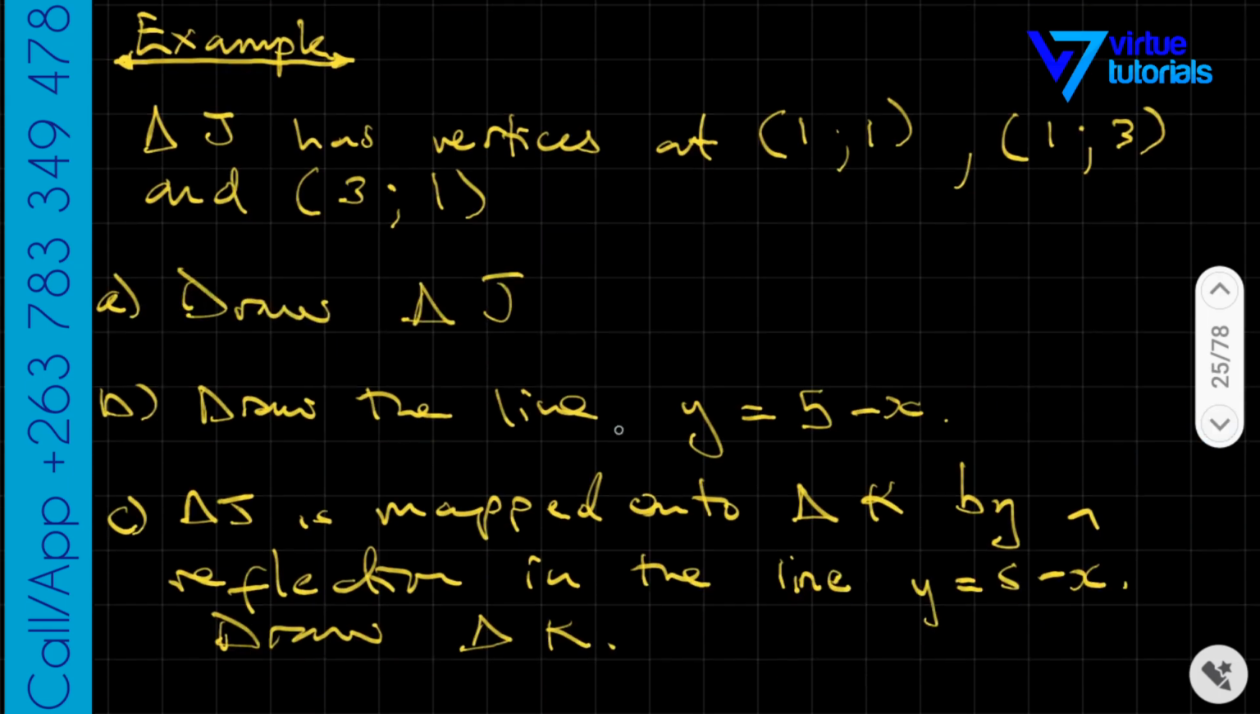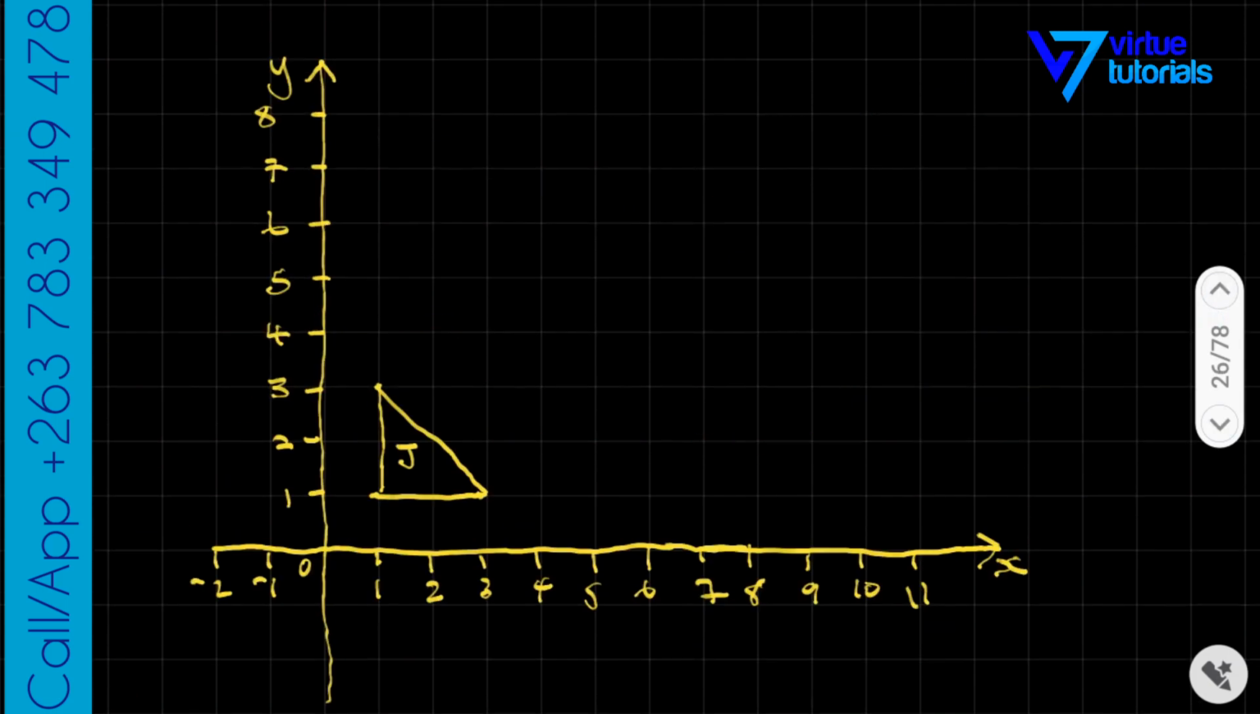Then draw the line y = 5 - x. Again, you need a table of values. When you're drawing these lines, you have to have two x values and two y values. So pick x = 0 and x = 4: when x is 0, y is 5, and when x is 4, y is 1.